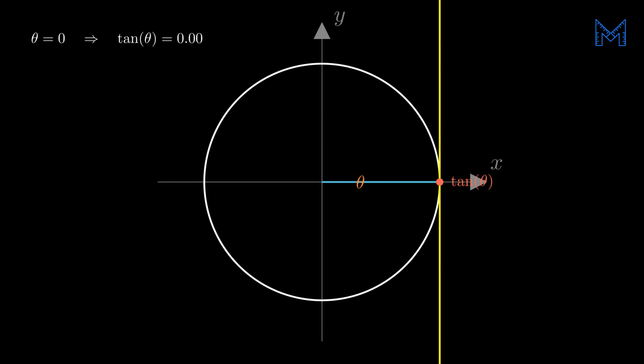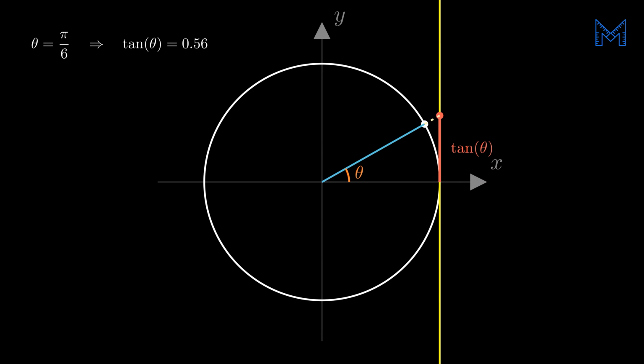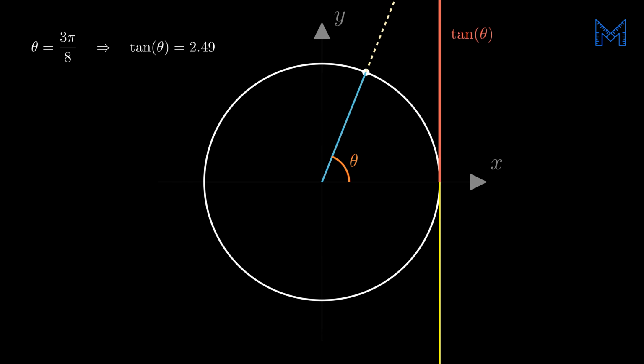Now, let's decrease the angle until it reaches 0. The side of the angle becomes perfectly horizontal. The intersection height becomes 0, and so the tangent of 0 is simply 0. Now, let's increase the angle and stop at a special angle, pi over 6. Here, the tangent is exactly the square root of 3 divided by 3, which corresponds to about 0.58 on our axis. Let's continue the rotation.